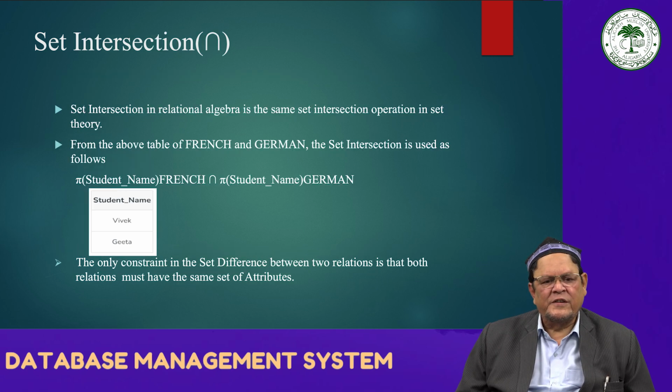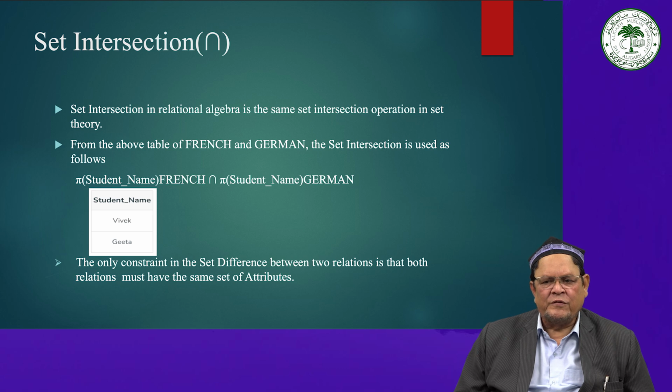Set intersection. Set intersection is a fundamental and very important operator in relational algebra used to retrieve tuples that are common to two relations. It enables the user to find and extract tuples that exist in both input relations, resulting in a new relation containing only those shared tuples.